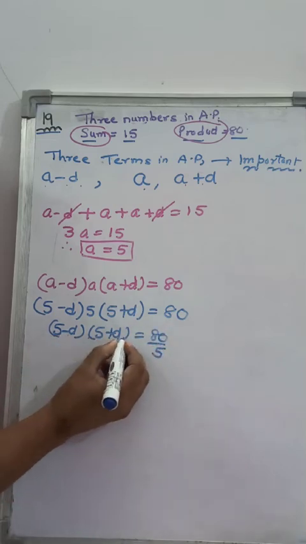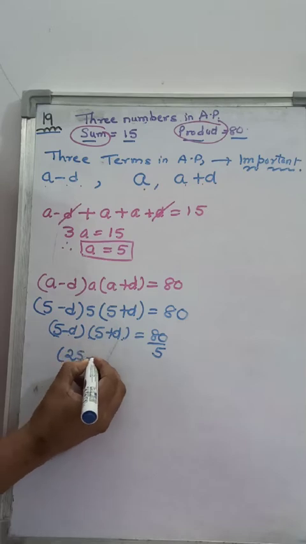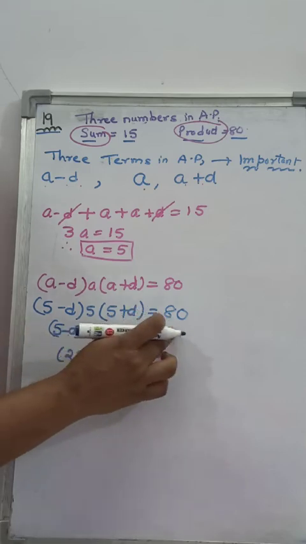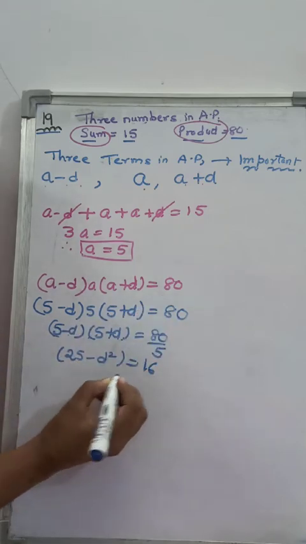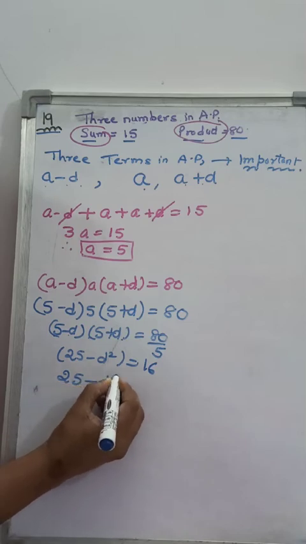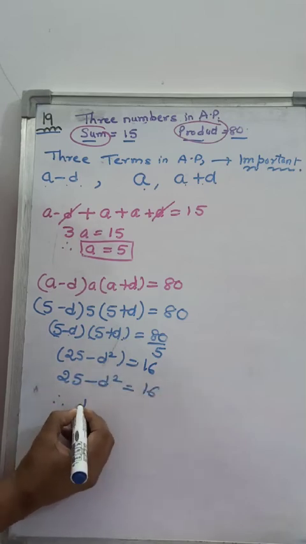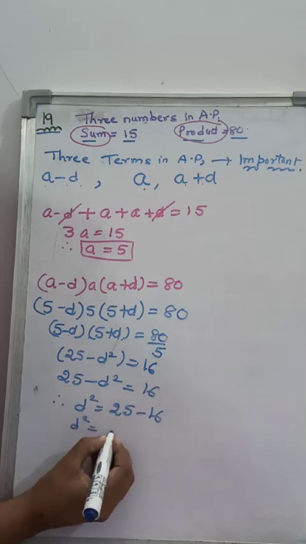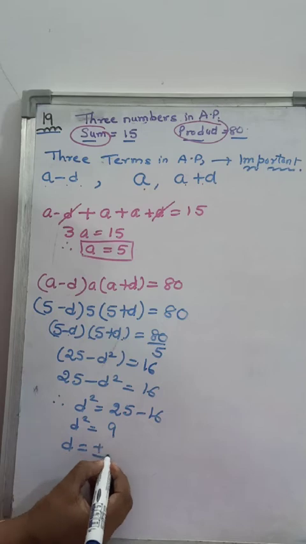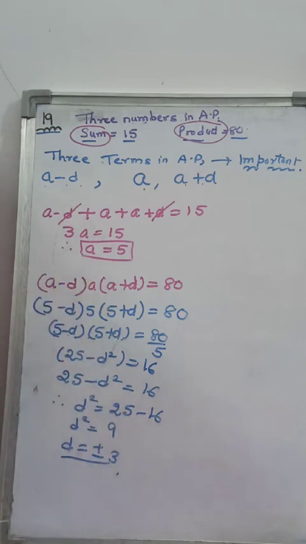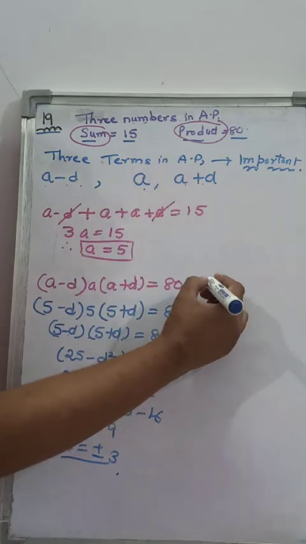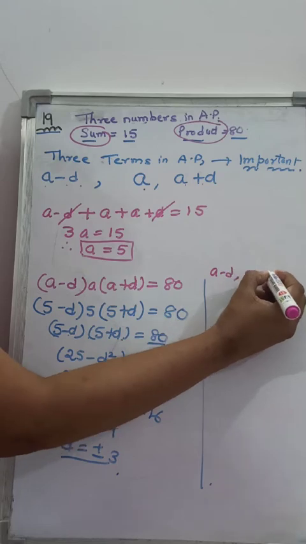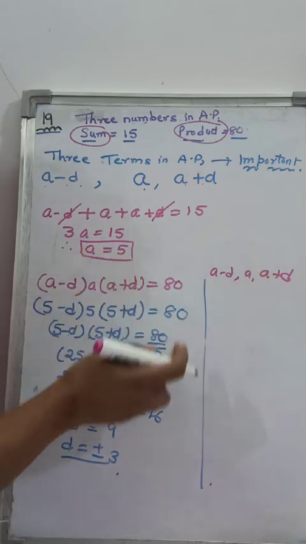So A minus D times A plus D will be equal to A square minus D square. And 80 by 5 will be 16. So 25 minus D square is equal to 16. Therefore D square will be equal to 25 minus 16. So D square will be equal to 9. D will be equal to plus minus 3. So first of all we will take the value of D and substitute over here. So what will the three terms be? First is A minus D, A, A plus D. So A is 5 and D is 3.